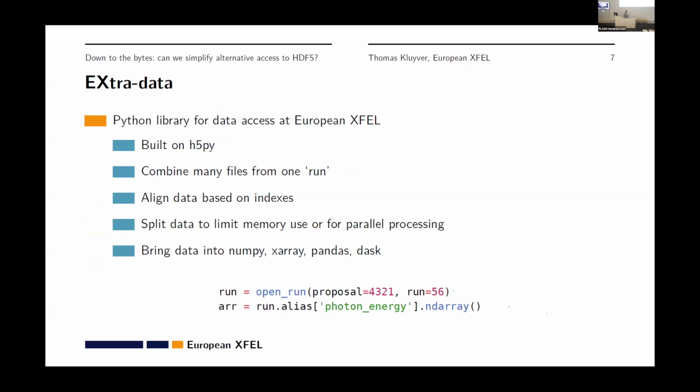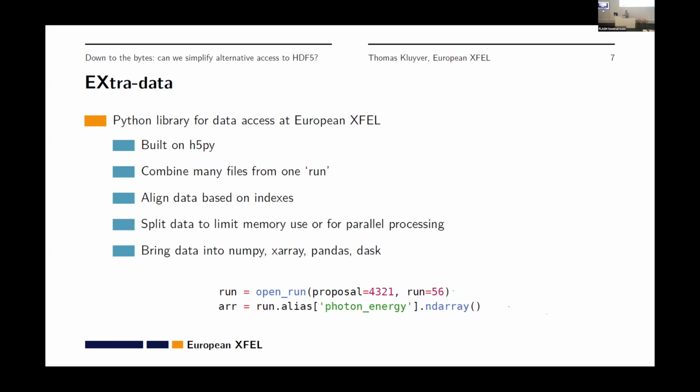So changing tack a bit to go back to concrete things that I've actually worked on, and this will come back together, I hope. Extradata is our Python library that I mentioned for data access at European XFEL. It's an extra layer of abstraction on top of using H5Py. So we're giving people access to HDF5 files on a file system directly. It's not going through HDS or HSDS or something. But yeah, we're building an extra layer of support for that.